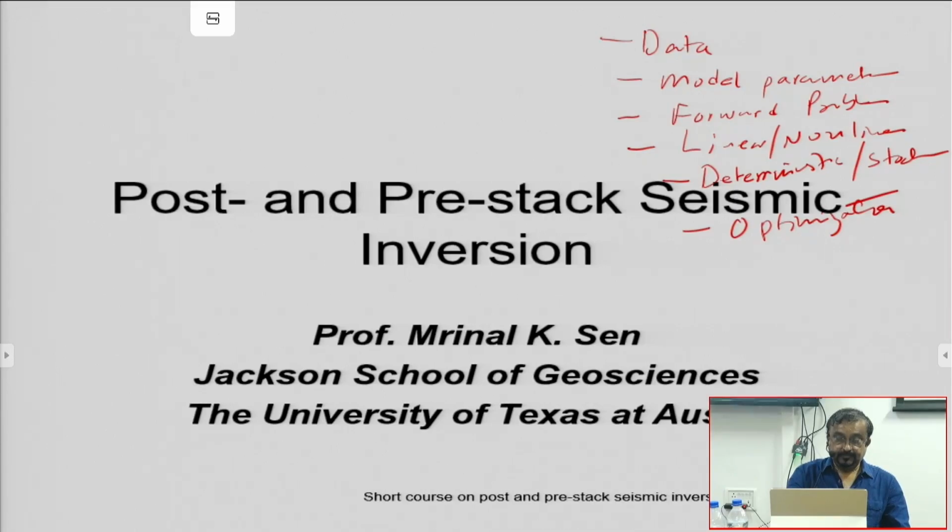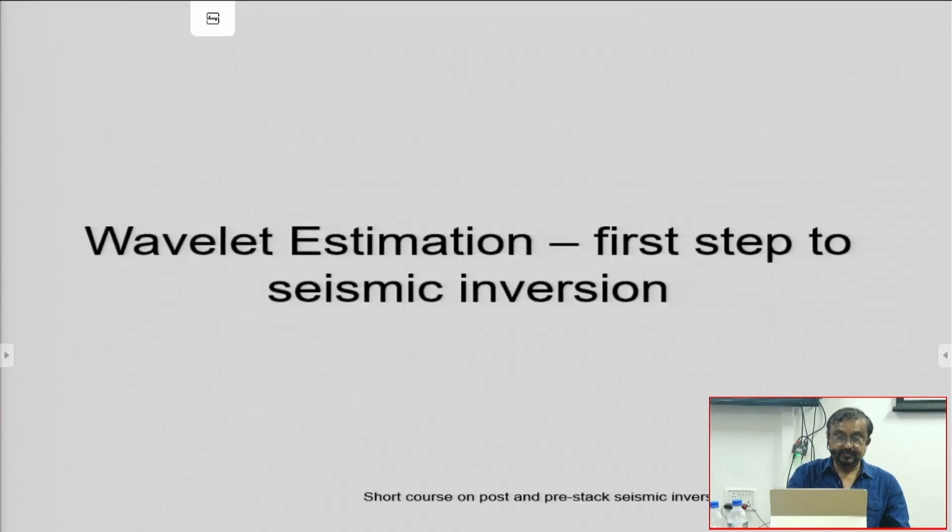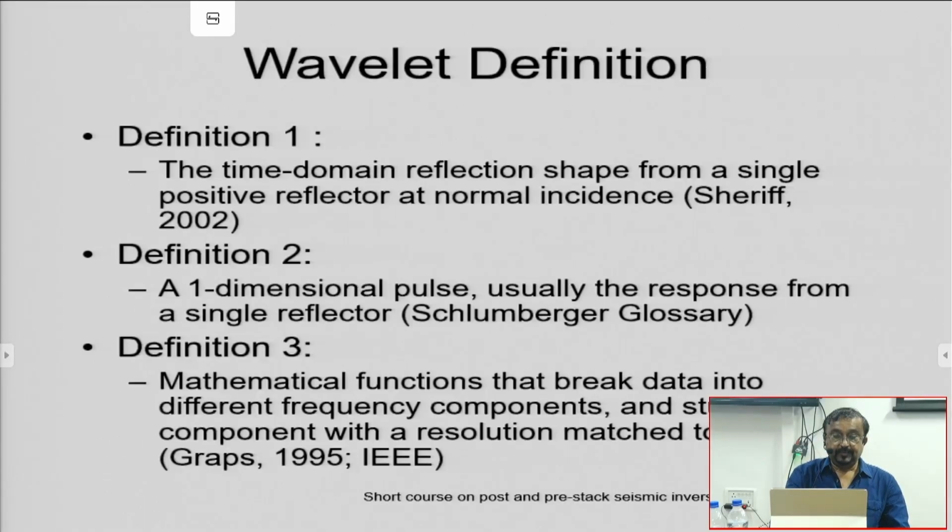So here, the first problem that we identify is that of wavelet estimation. Okay. So when you get some data, whether pre-stack or post-stack, you don't know the source signature, right? So what is the wavelet? And this is essential for running a post-stack or pre-stack inversion. So what is a wavelet? There are different definitions. Sheriff, in his dictionary, said that it's a time domain reflection shape from a single positive reflector at normal incidence. Okay.